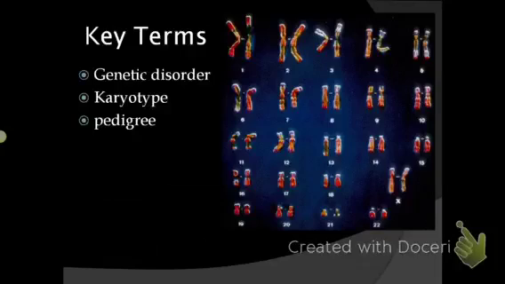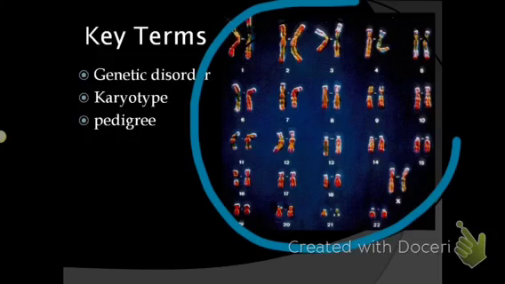Terms we're going to go over: genetic disorder, a karyotype. You guys are looking at an example of a karyotype right now. You can't see that because that's in black, but that's an example of a karyotype. It's a picture of what your chromosomes look like. So this is a karyotype, and then you already know about what a pedigree chart is.